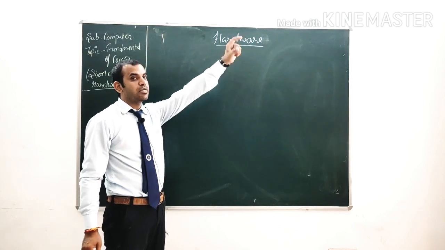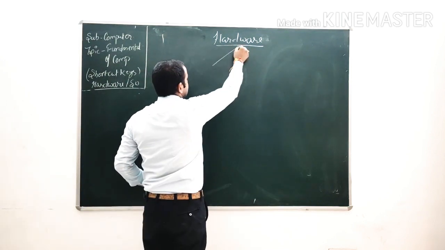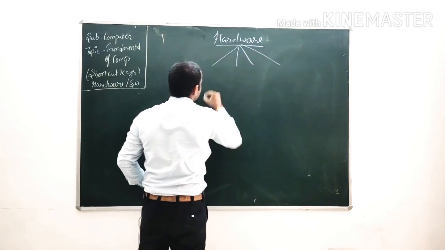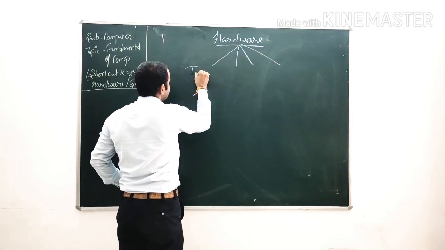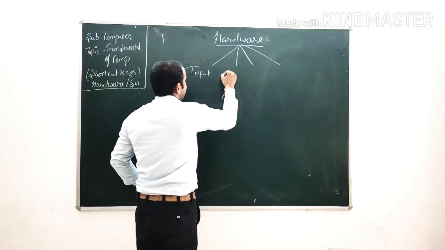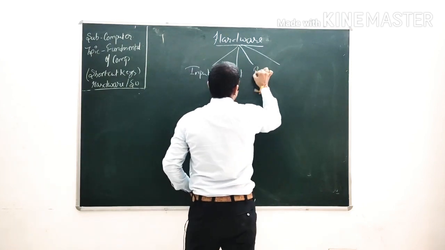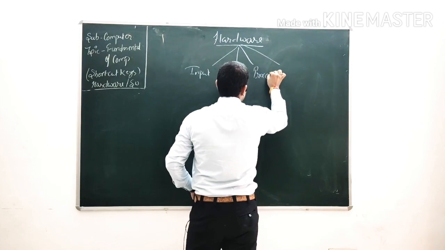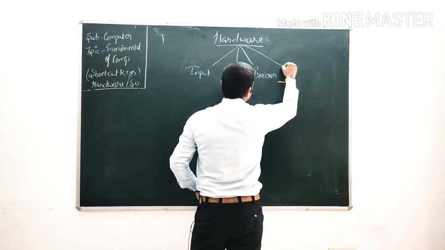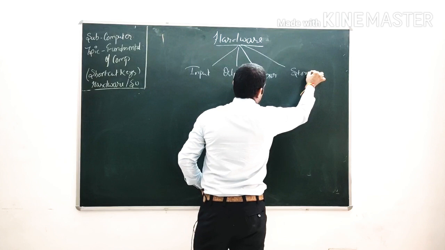I have told you the 4 types of the hardware. First one, second one, third one and fourth one. First one is input devices. Second one is output devices. Third one is processor. And fourth one is storage devices. Okay.